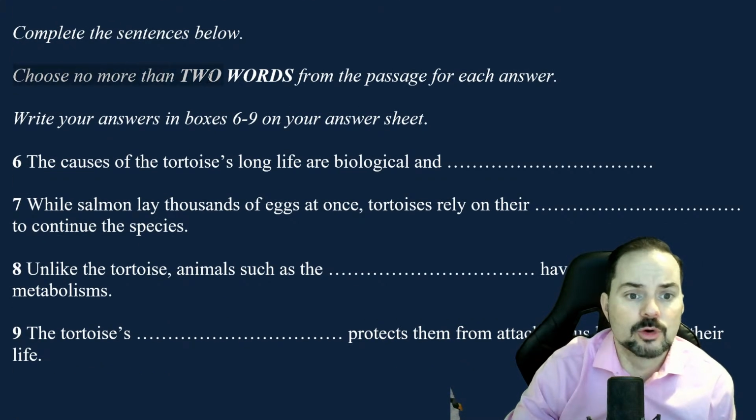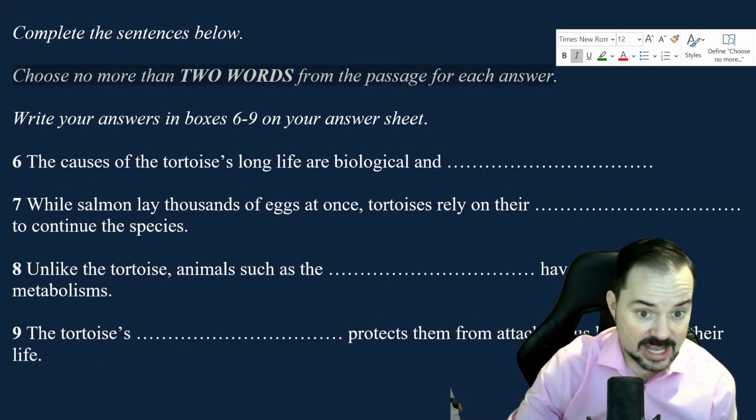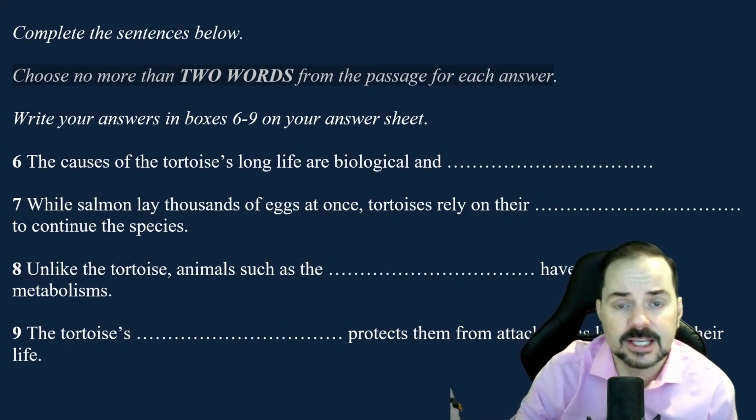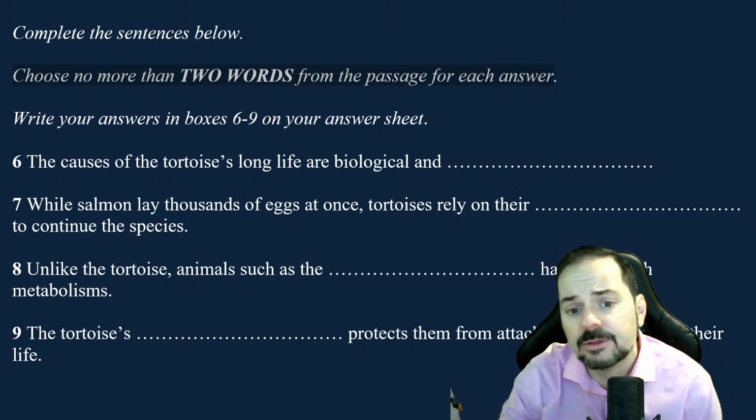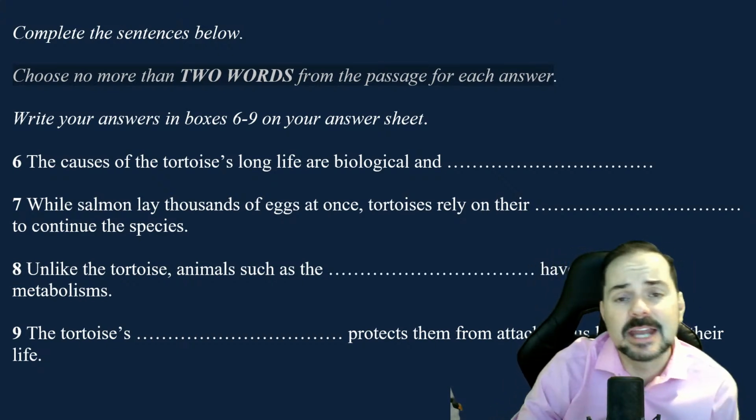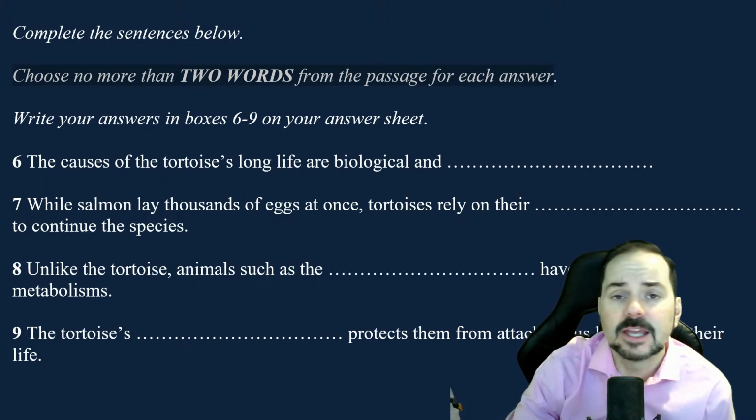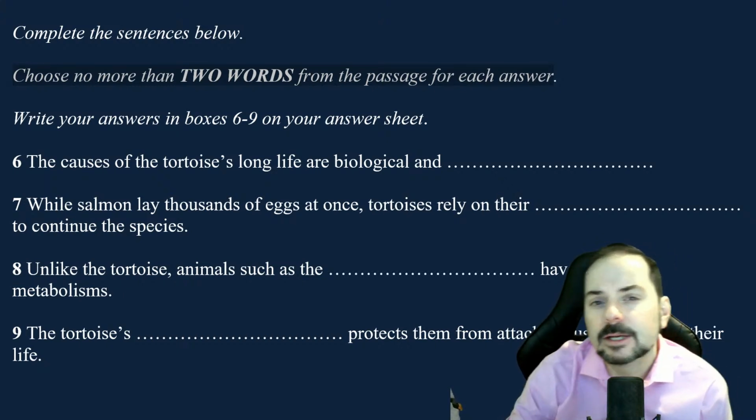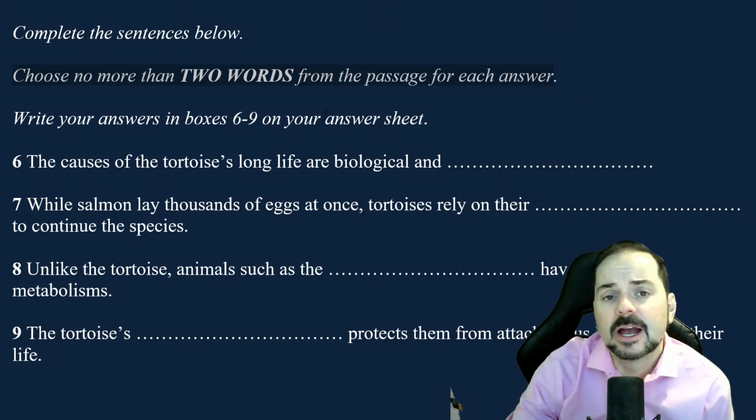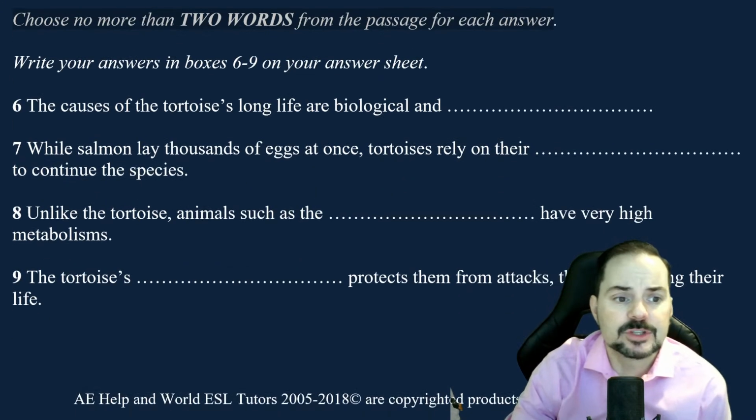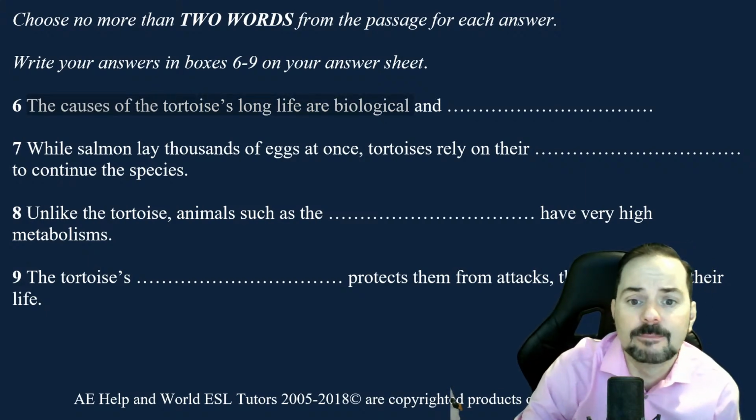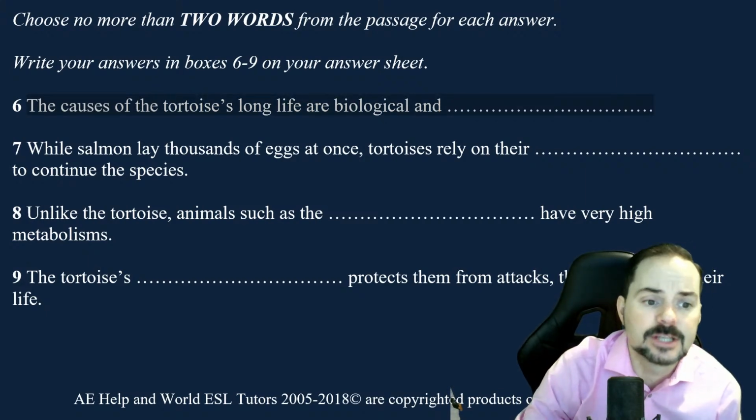Choose no more than 2 words from the passage for each answer. Short answer questions, all of the information is in the passage. These are good to read before the passage. They usually come in the order of the passage. Skimming and scanning might work slightly for these. Again, remember that they are paraphrased, but you might be able to do a little bit of skimming and scanning for these questions, okay? So number 6, the causes of the tortoise's long life are biological and something.